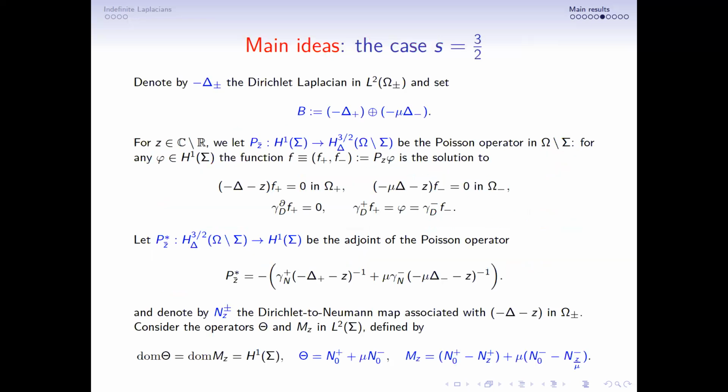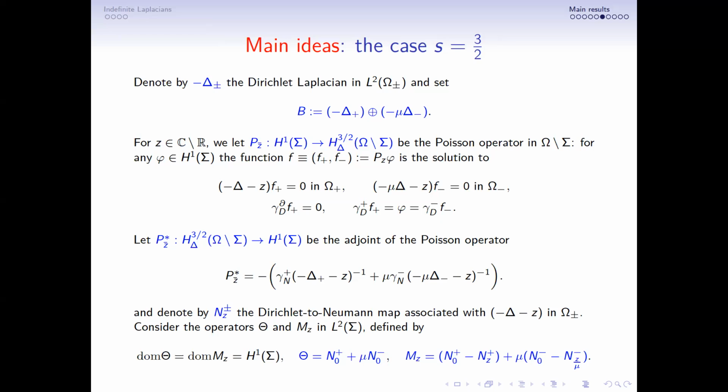Let me just say something about the idea of the proof. I will do just the case s equal to 3/2. Let Omega plus and minus be the Dirichlet Laplacians, and I set B to be the direct sum. In this way, B is a self-adjoint operator which has just a point spectrum that accumulates, depending on the sign of mu, to plus infinity, or to plus infinity and minus infinity.